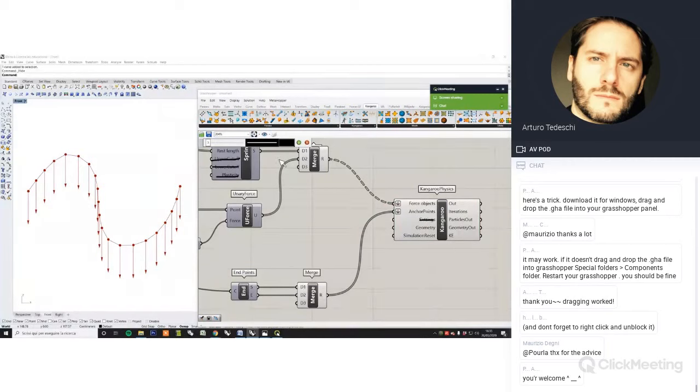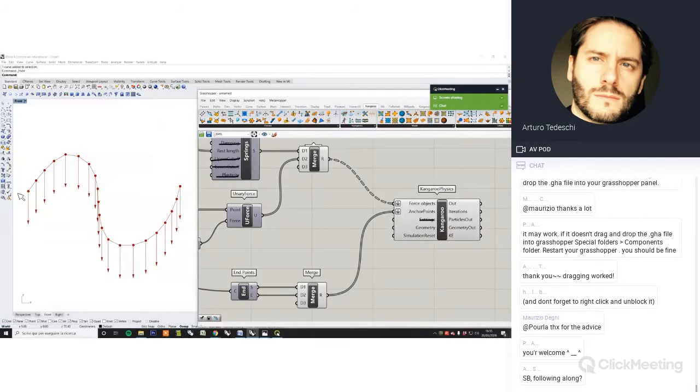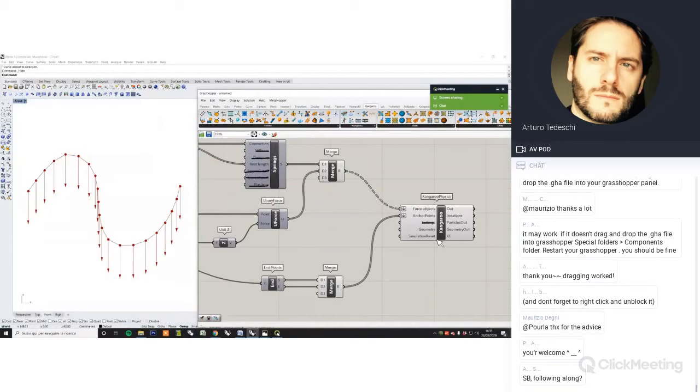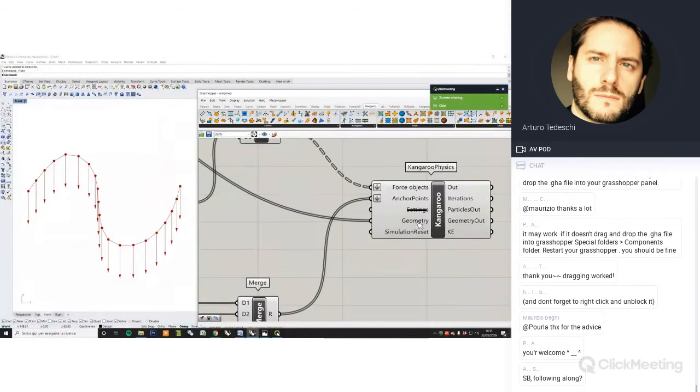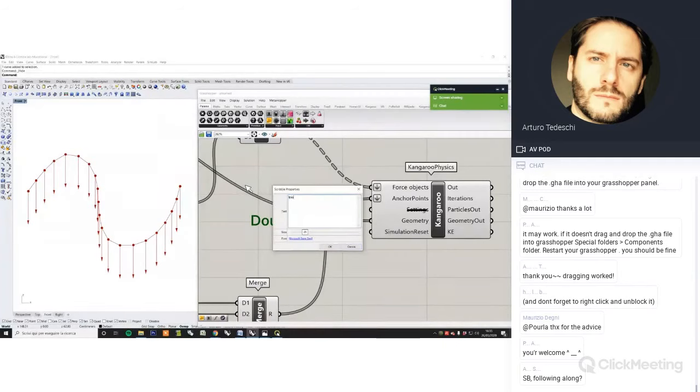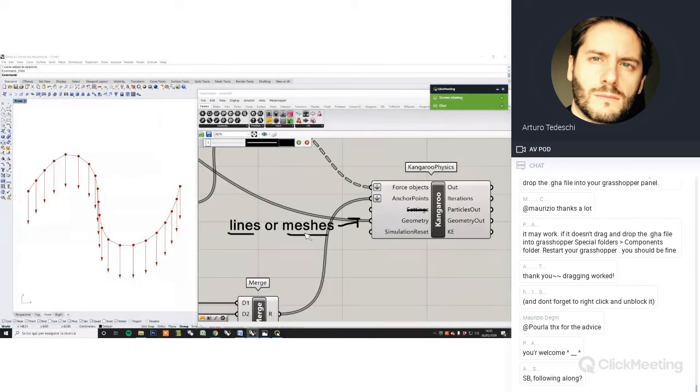We can ignore settings. Geometry. By default, Kangaroo simulates the position and behavior of particles. If you want to see as a design outcome also the curve itself, we need to connect the line output in geometry. It's very important to understand that inside geometry, we can only put lines or meshes. Actually, meshes are a collection of lines. So if you want, we can simplify everything and say that in geometry you can only connect straight lines. So it's not possible to feed the geometry input with, for example, a curve or a curved surface.